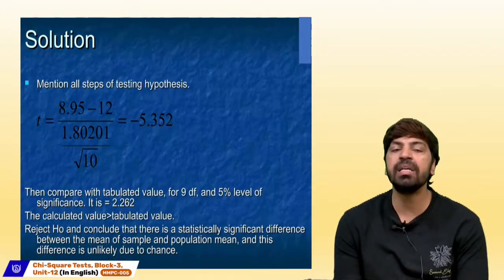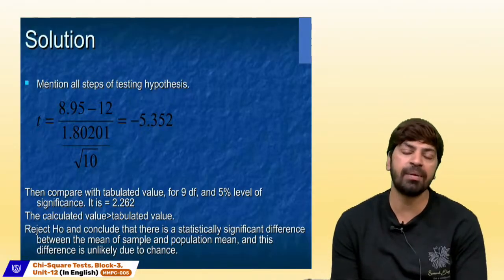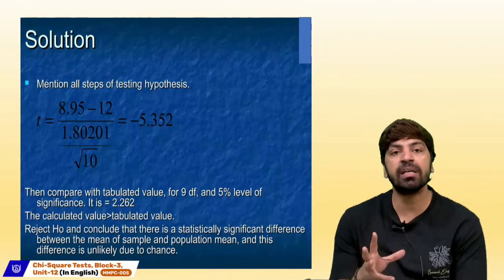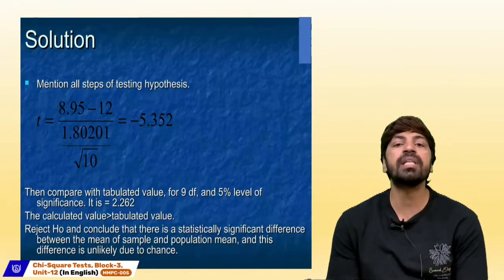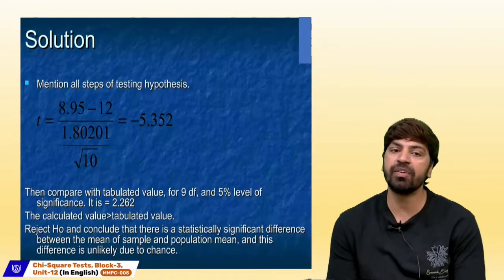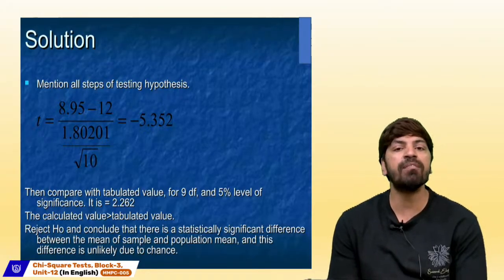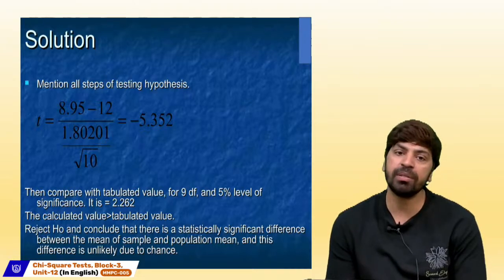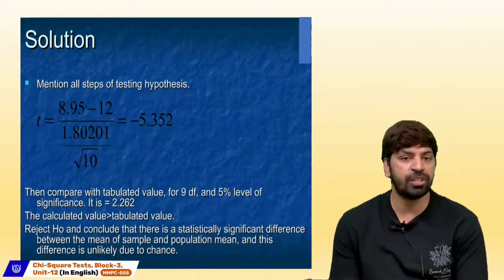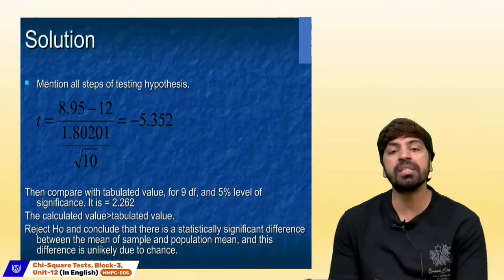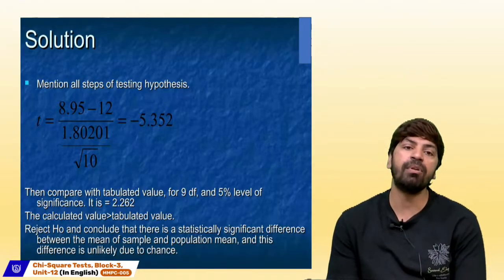That means we reject the null hypothesis, and once we reject the null hypothesis, we can say that there is a statistically significant difference between the mean of the sample and the population mean, and this difference is unlikely to be due to chance. But how do we see the t tabulated value?